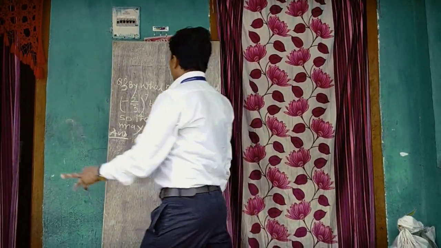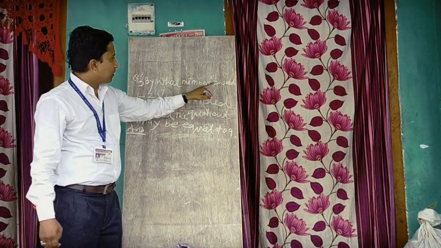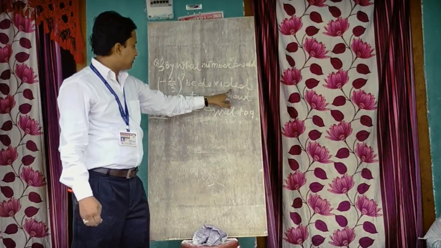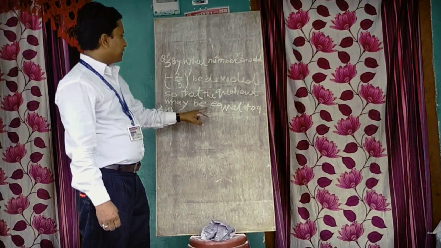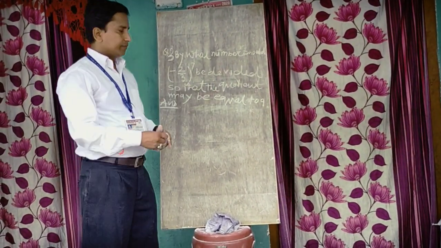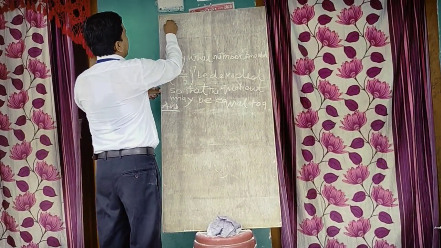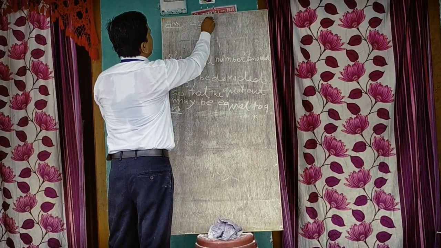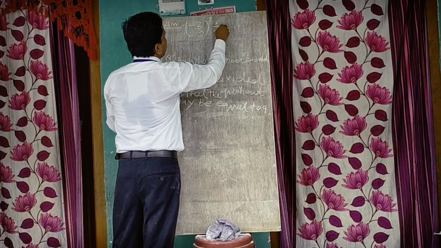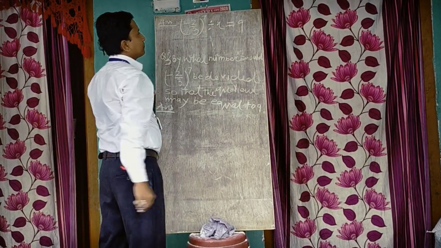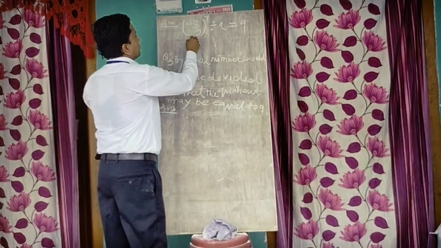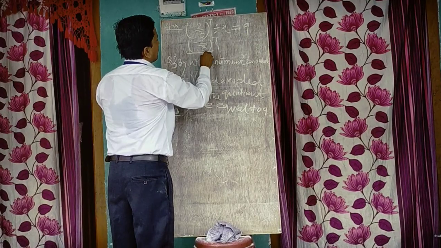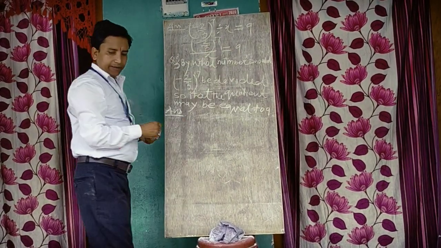To the problem. Question number 3. By what number should (-2/3)^7 be divided so that the quotient may be equal to 9? For this, answer: (-2/3)^7 divided by x equal to 9. You write (-2/3)^7 by x equal to 9.